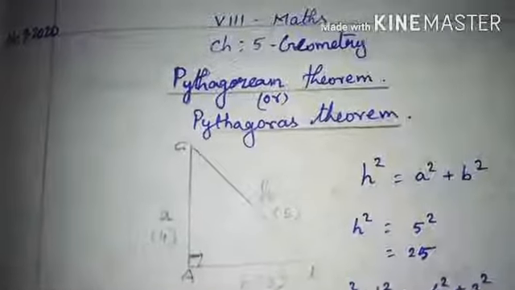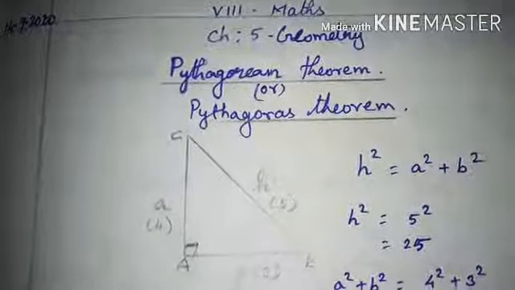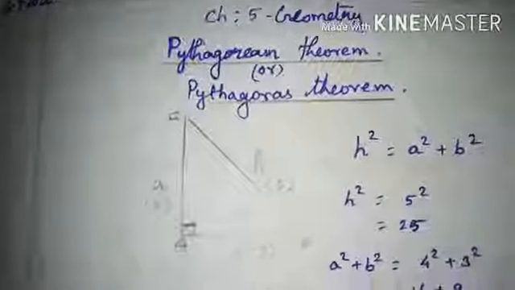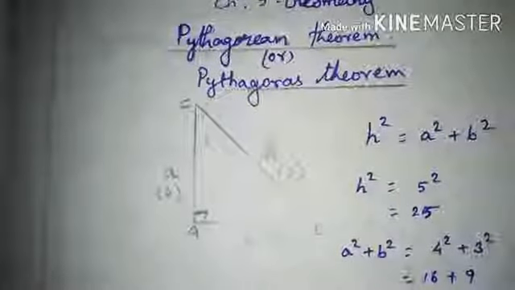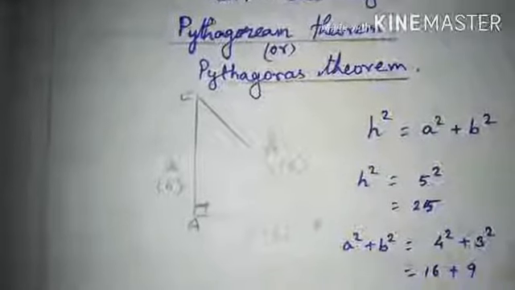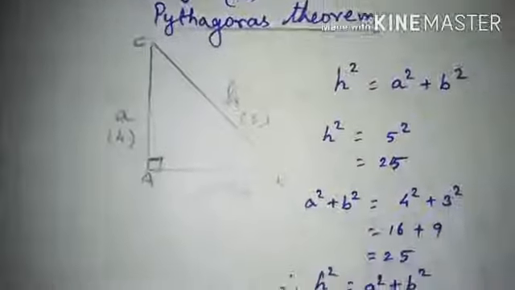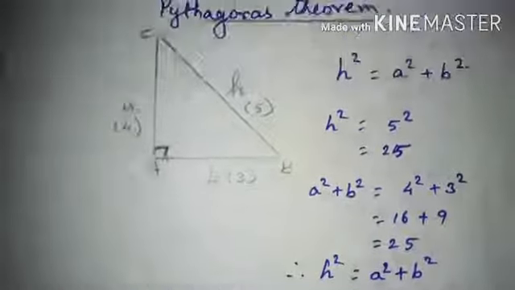Good morning students. From chapter 5 geometry, today we are going to see the Pythagorean theorem, or we simply call it Pythagoras' theorem. Pythagoras' theorem is named after a Greek mathematician, Pythagoras. It's definitely one of the most famous and celebrated theorems in the whole of mathematics.